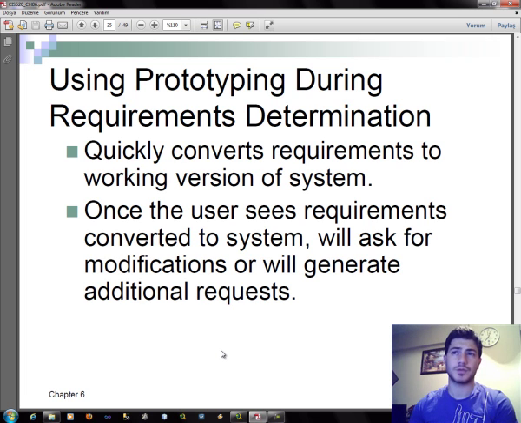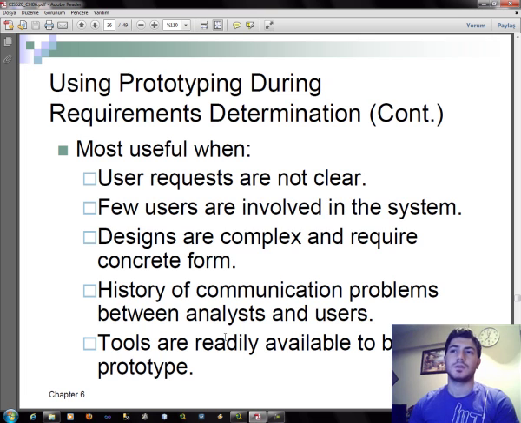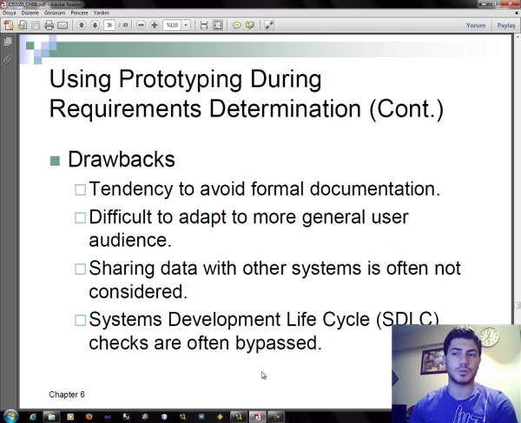Using prototyping during requirements determination. It quickly converts requirements to a working version of the system. Once the user sees requirements converted to a system, they will ask for modifications or will generate additional requests. Most useful when user requests are not clear, when few users are involved in the system, when designs are complex and require concrete form, when there is a history of communication problems between analysts and users, and when tools are readily available to build a prototype.